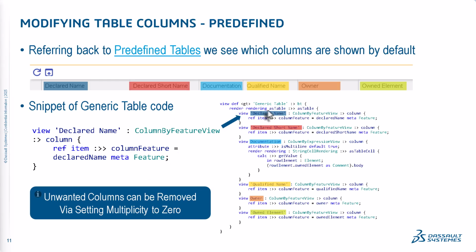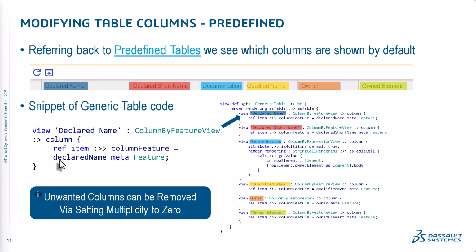But let's just look at a simple example of this declared name. So in the declared name, each column is a view, and we are subsetting in this case because now we're just view, not view definition. So this is a usage. So we're going usage to usage, and so this is called subsetting. So declared name subsets column, and we have to type it by this column by feature, and then we redefine column feature to declared name meta feature.